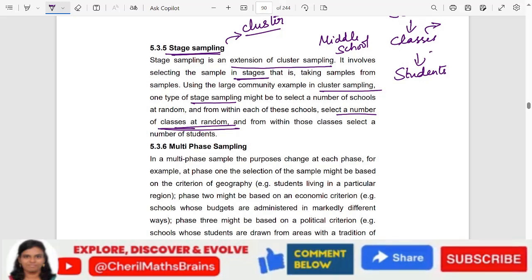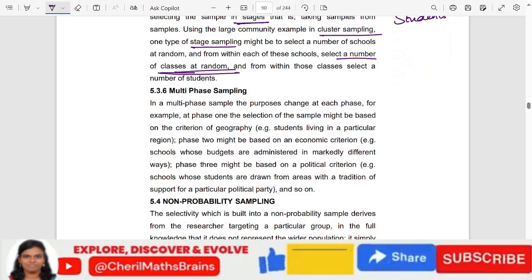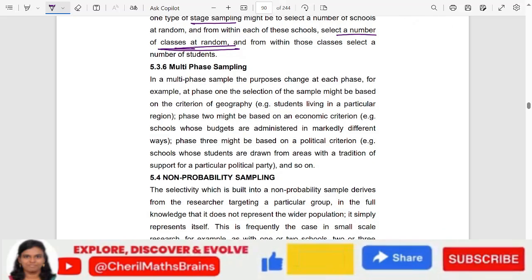From that you are going to select a group of students. Okay, so that is your stage sampling. This is all done to reduce the number of samples also. Okay, the next one is multi-phase sampling.